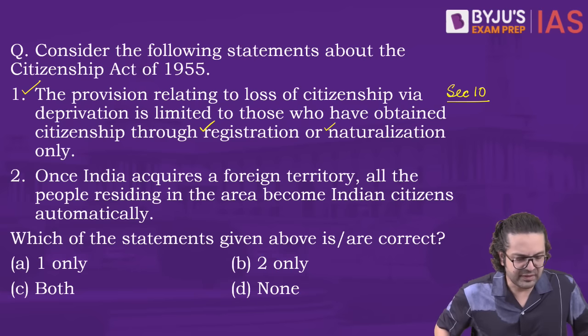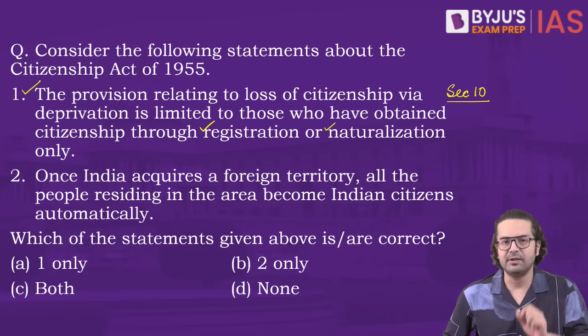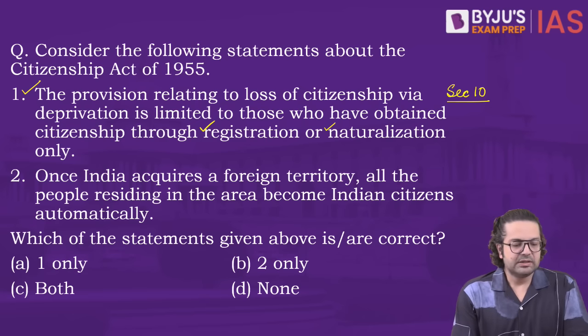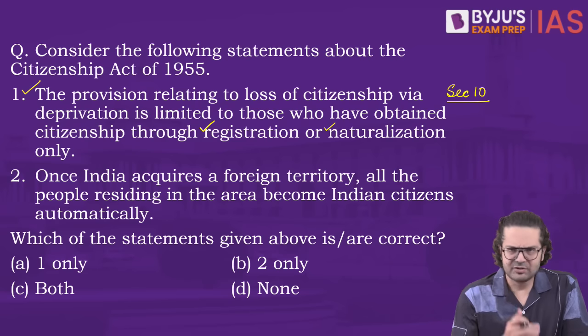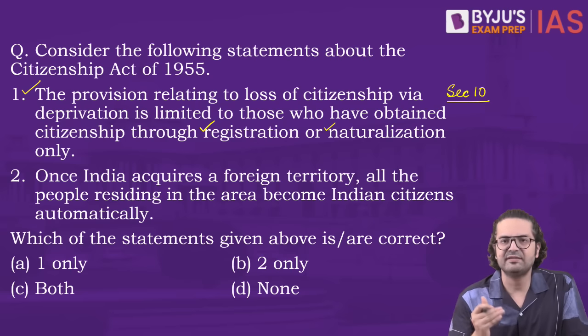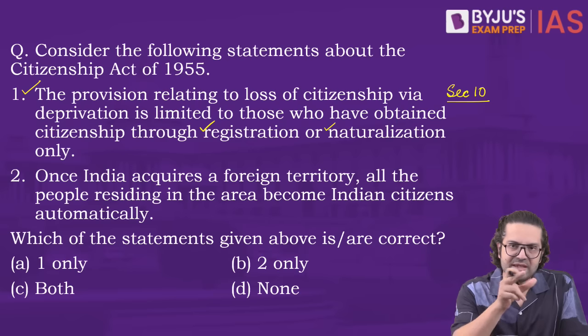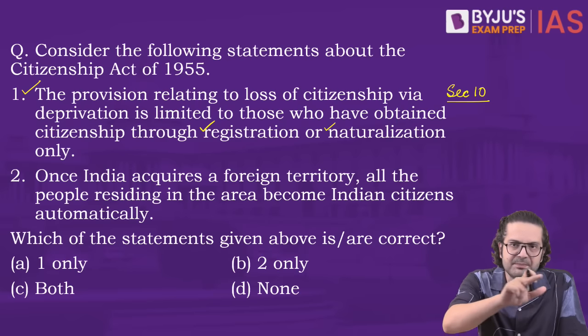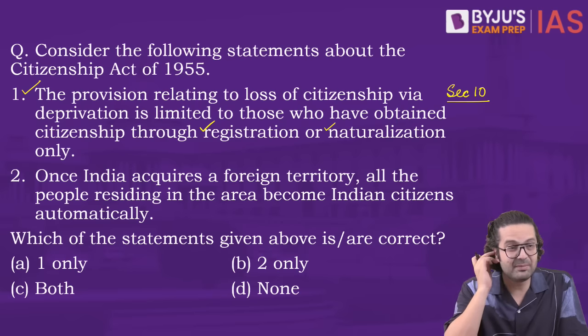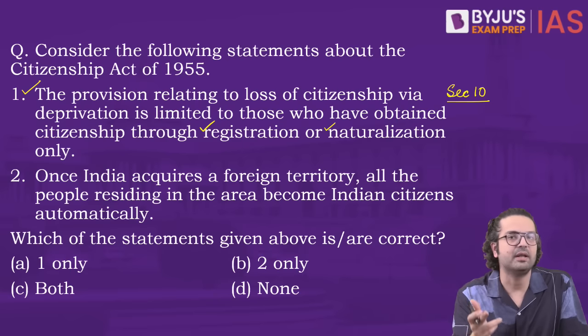Number 2, once India acquires a foreign territory, all the people residing in the area become Indian citizens automatically. So see, once India acquires, let's say tomorrow, though we don't need to and there is no interest of ours, but let's say we tomorrow capture Pakistan. So once we capture Pakistan, all the people living in Pakistan, will they become Indian citizens? They can, but not automatically.